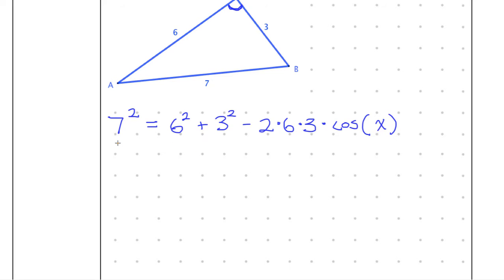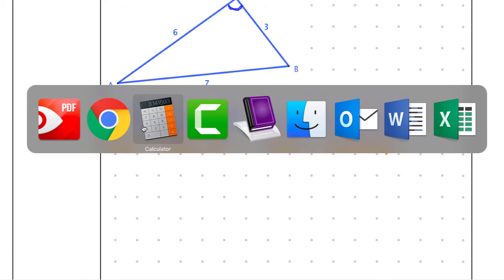49. 36 plus 9 times cosine of x. Yeah, very nice, Cheyenne. Yeah, good job. You can turn in your card.